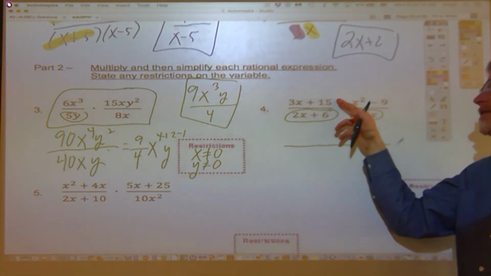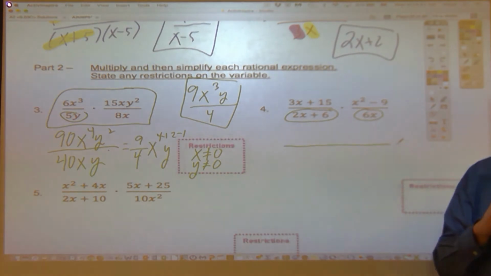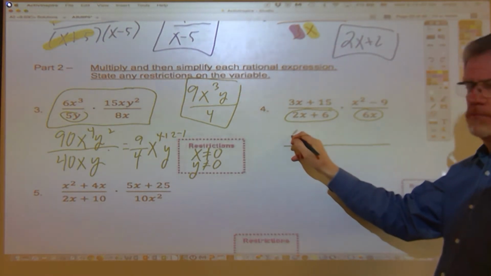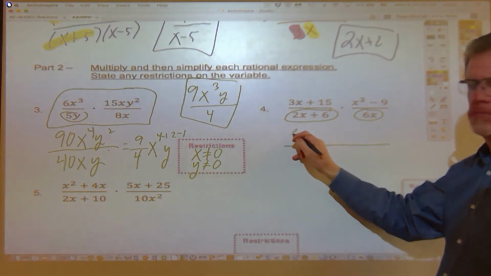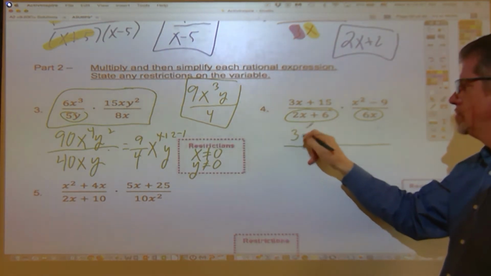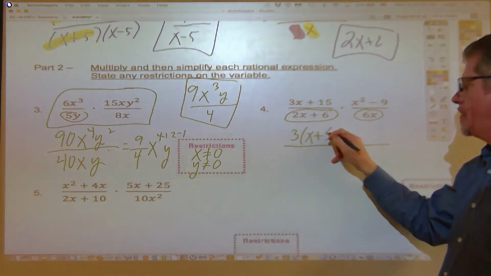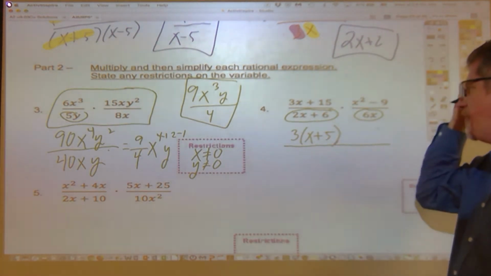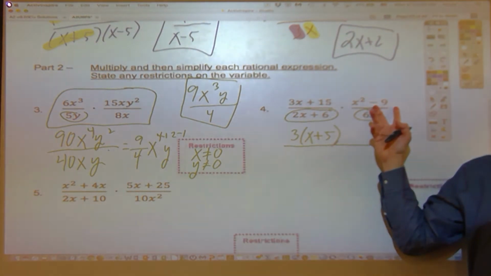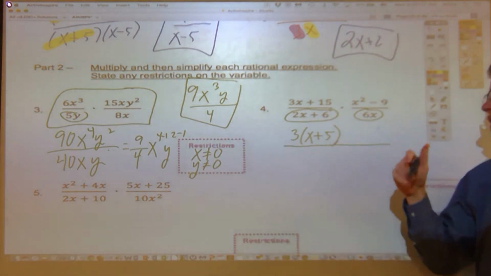What is the factored form of 3x plus 15? Please, Andrew. 3 times x plus 5. Thank you. What is the factored form of x squared minus 9? Daniel.